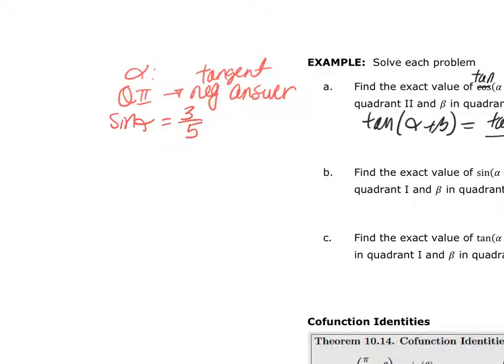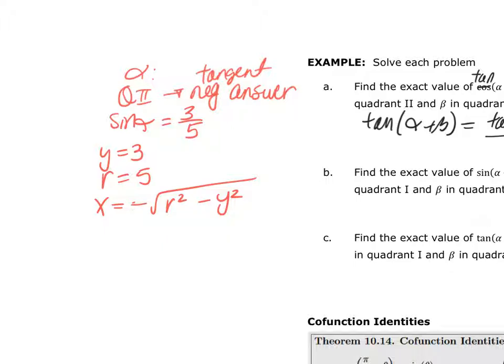Which pieces in terms of x, y, r did they give us? Y and r. So y is 3, r is 5. I am chasing x, plus and minus. It's going to be the square root of r squared minus y squared. Because I'm in quadrant 2, am I going to take the plus or the minus? I'm going to take the minus. So I'm going to put a minus there.